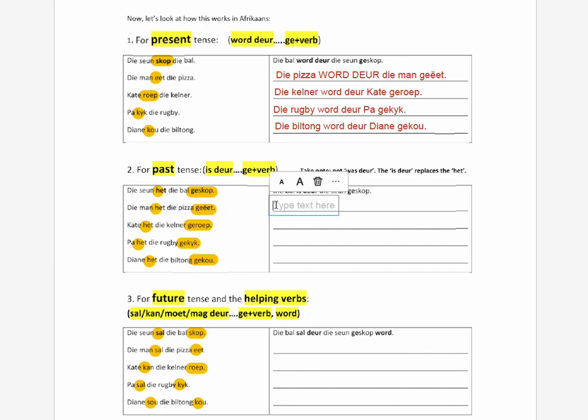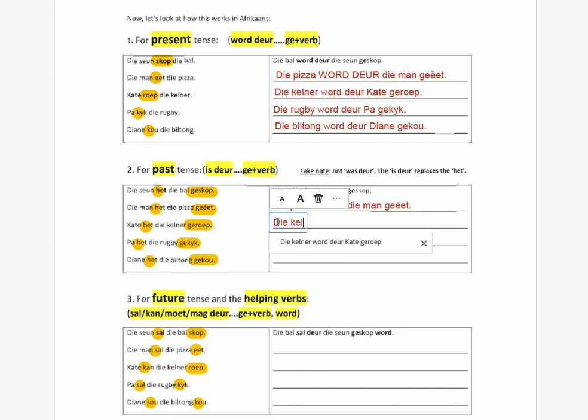So we start with die pizza. And then we say, is deur die man geëet. And again, we have to put these 2 little dots. If you know what it's called, let me know. I don't know what it's called. Kyk het die kelner geroep. Die kelner is deur kyk geroep. There we go.